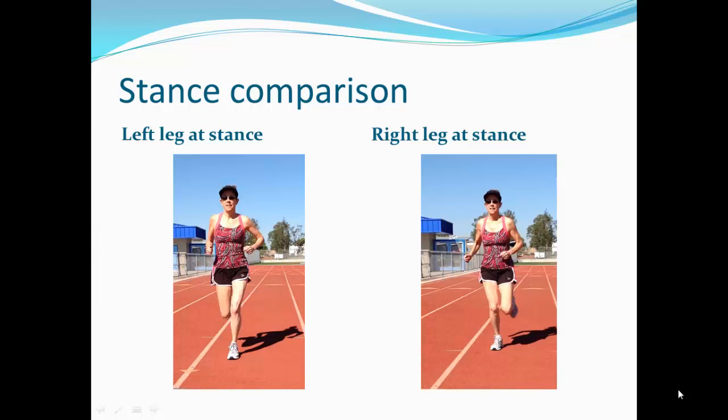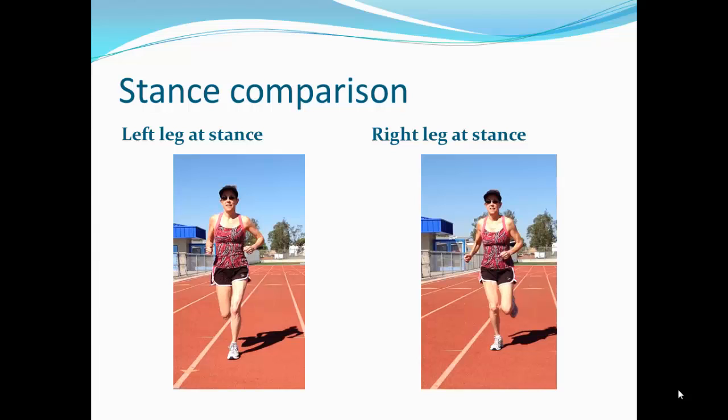Okay, so the real-time video clip went by pretty quick. So what I did is I captured these stills of her stride from the video. So the problem is in her right leg at stance, but we're going to take a look at her left leg just for a moment.